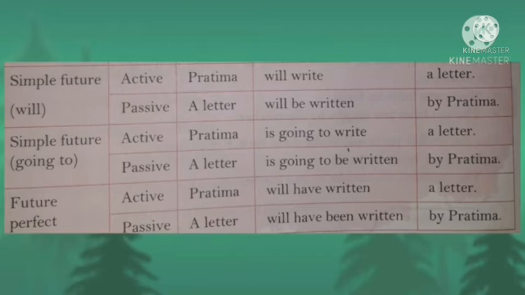Simple future with the word going to. Active: Pratima is going to write a letter. Passive: A letter is going to be written by Pratima. Future perfect. Active: Pratima will have written a letter. Passive: A letter will have been written by Pratima.